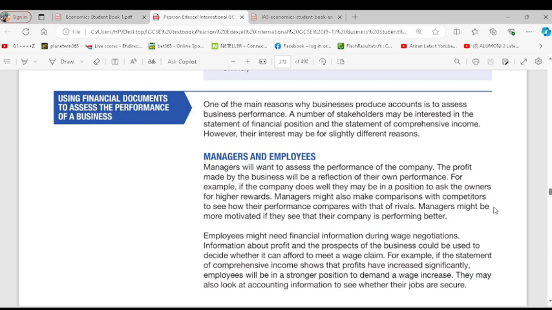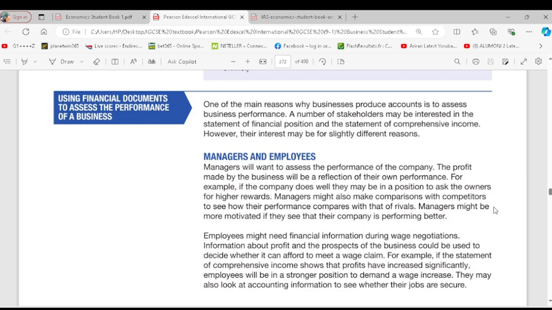But we have to understand that in as much as they have interest in whatever the business does, it means they are stakeholders. Clear? So let's check. They said managers and employees. What are the interests of managers in the assessment of the performance of the business?